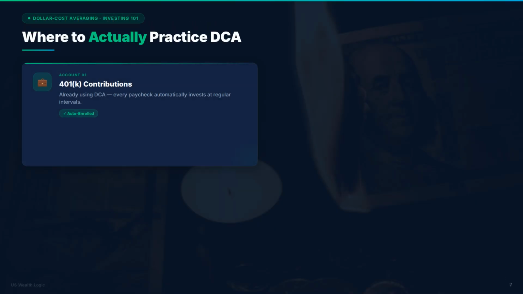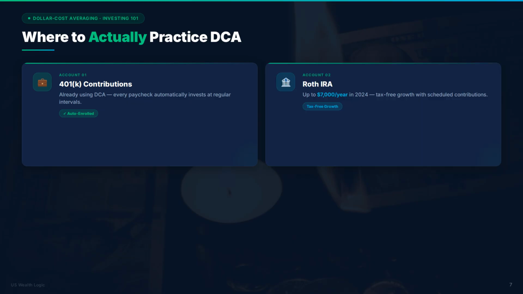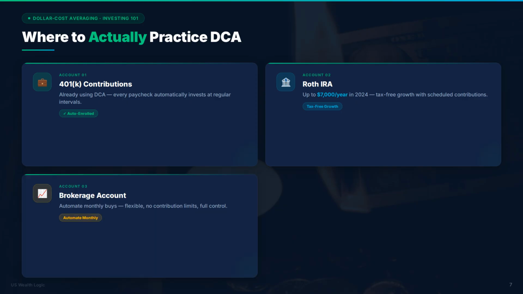Here's the good news. If you're contributing to a 401k through your employer, you are already doing dollar cost averaging. Every paycheck, a fixed amount goes in automatically. That's DCA by design. Beyond your 401k, you can apply the same strategy inside a Roth IRA. In 2024, you can contribute up to $7,000 per year if you're under 50, or $8,000 if you're 50 or older. You can also open a taxable brokerage account and automate monthly investments.